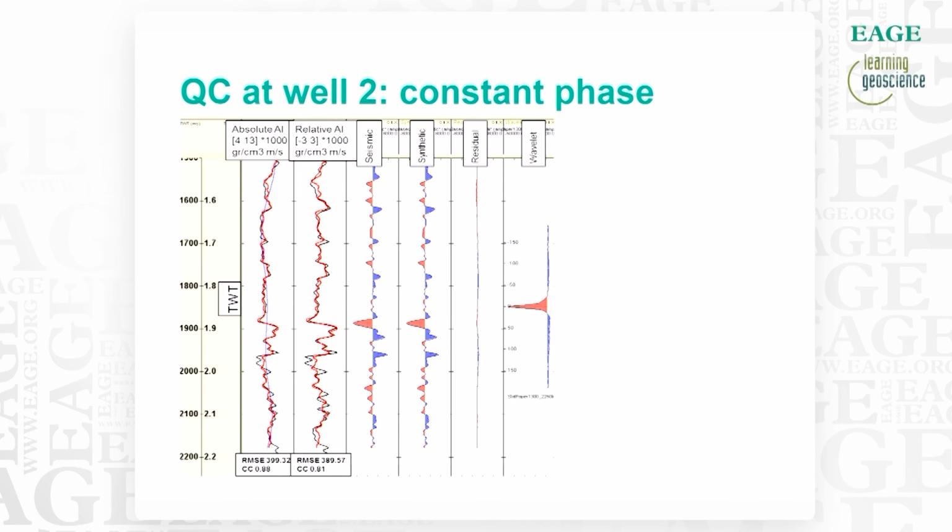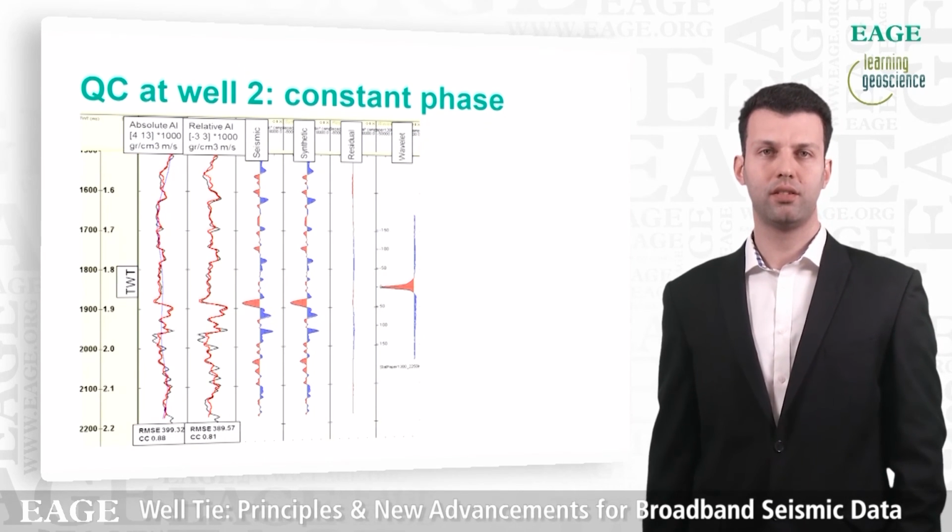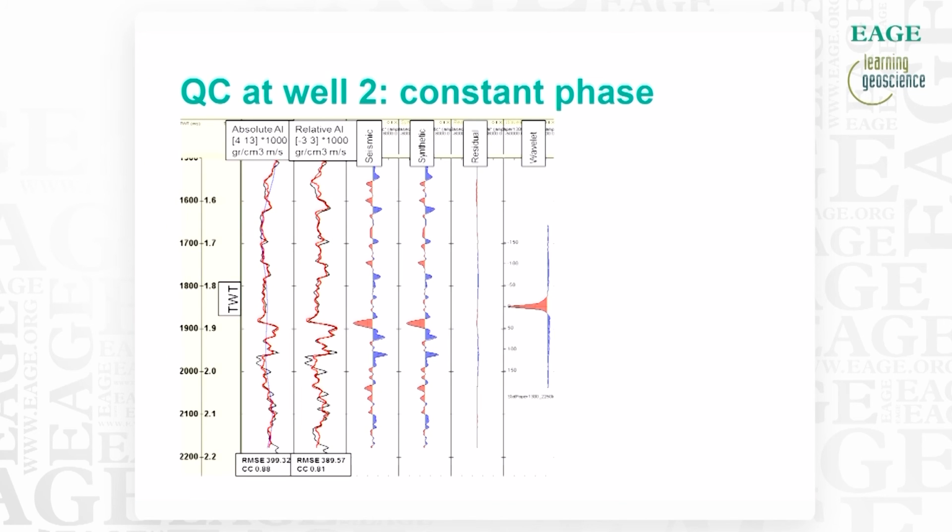Now the way we QC it is at well 2. This well has not seen the computation on the wavelet estimation side. Yet we see an excellent match on the estimated impedance compared to the well log impedance, in red and blue correspondingly. So you can see the absolute impedance, relative impedance, seismic, and also the model synthetic by inversion.